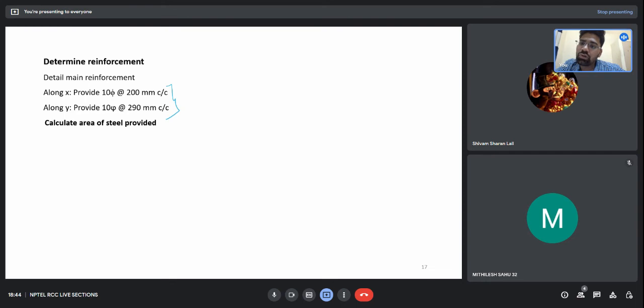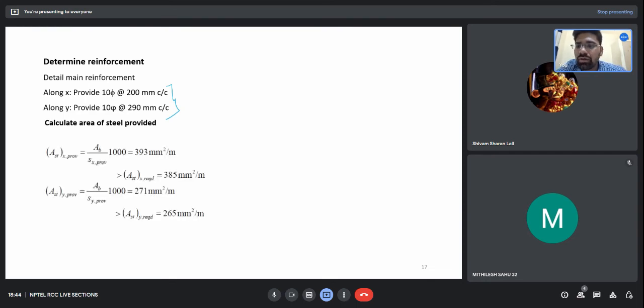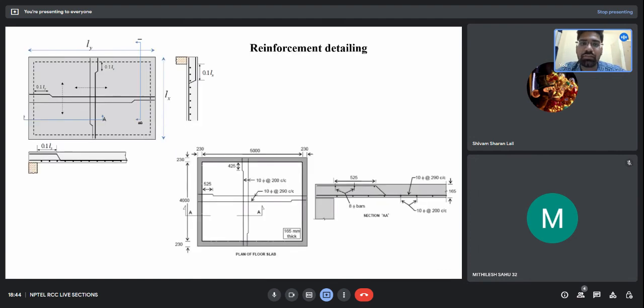Now based upon this provision, I am calculating the area of steel provided. So this is the area of steel provided. Now we can also do the deflection check, L by D. That deflection check I have not included in these slides, but the reinforcement detail I am doing here. So here you can see this is a discontinuous slab.